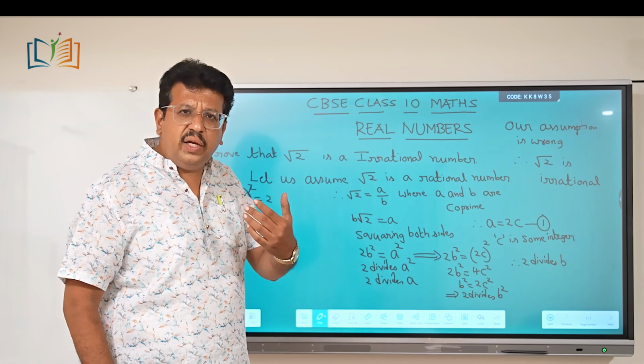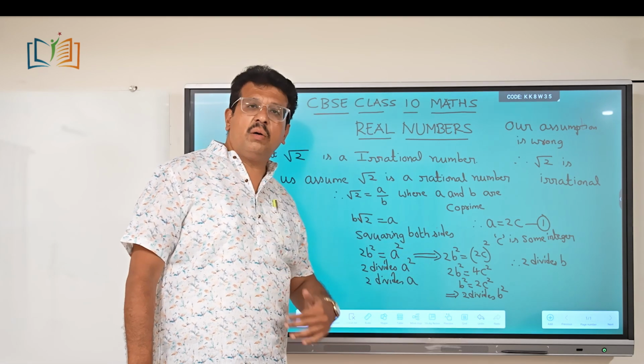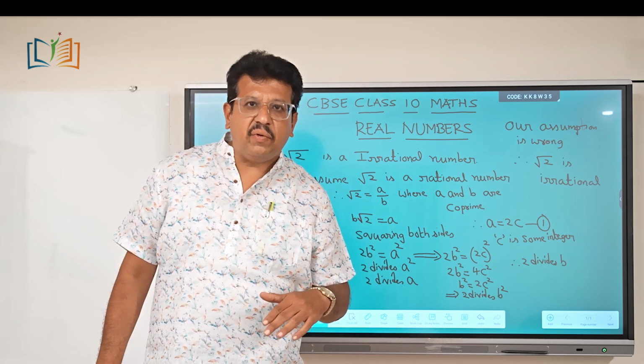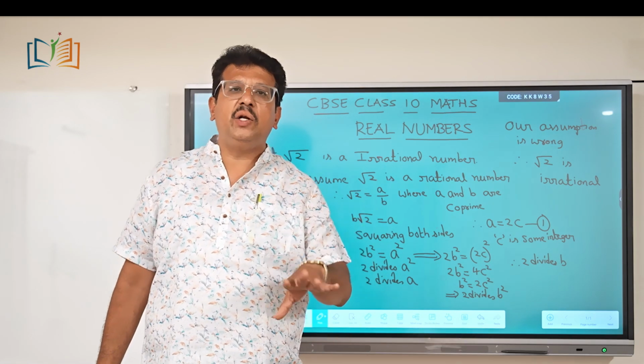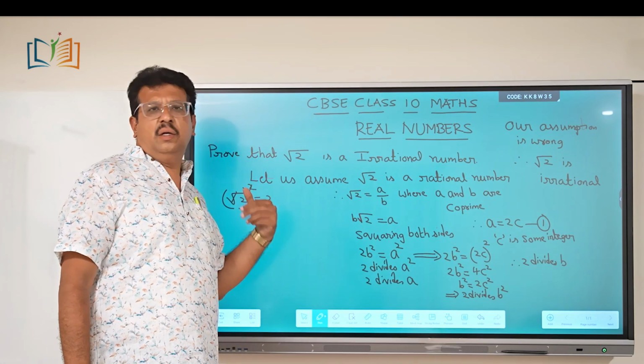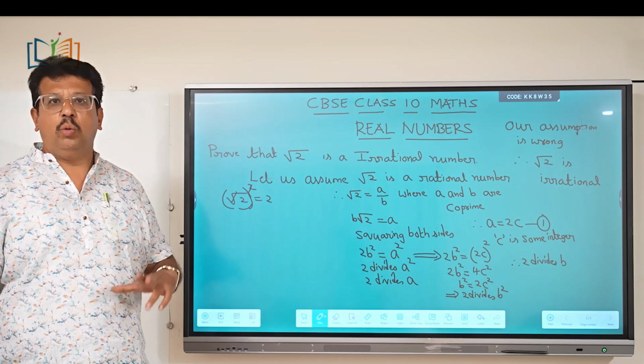So this is what we need to observe here, students. Very important is that a and b have more than just themselves and 1 dividing them. So it is dividing by 2 also. So automatically we say it is not a rational number, it is an irrational number. I hope this is clear.